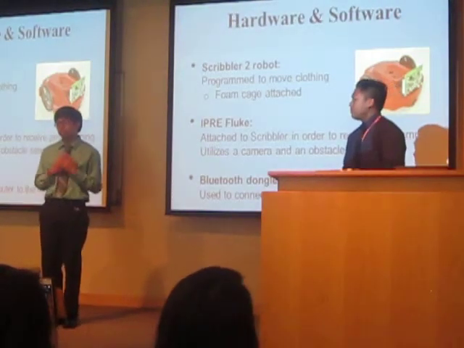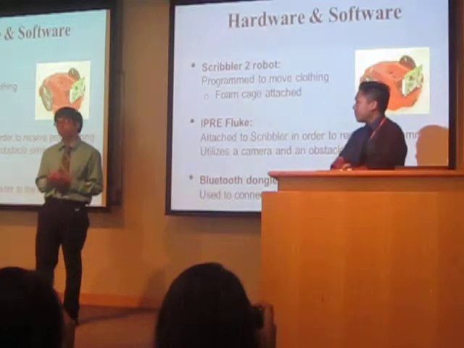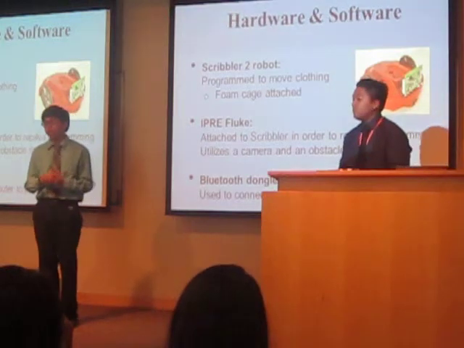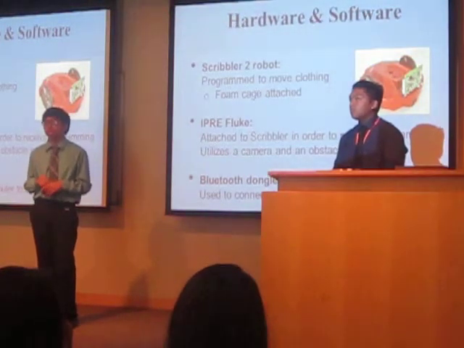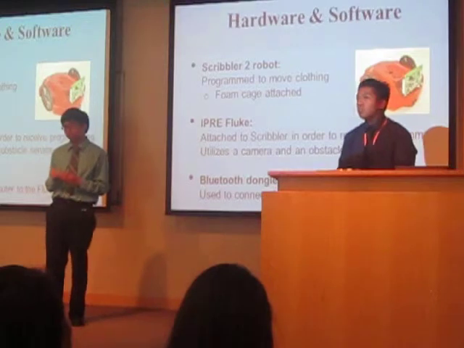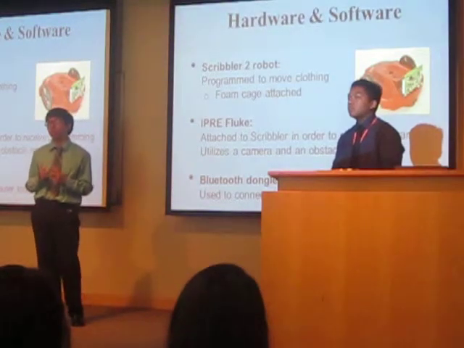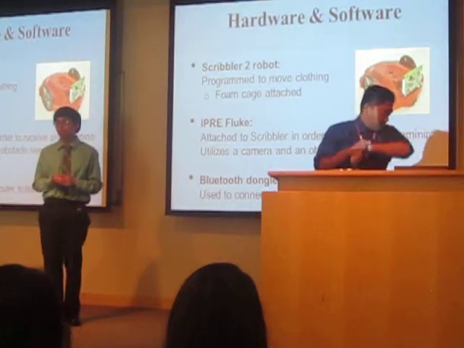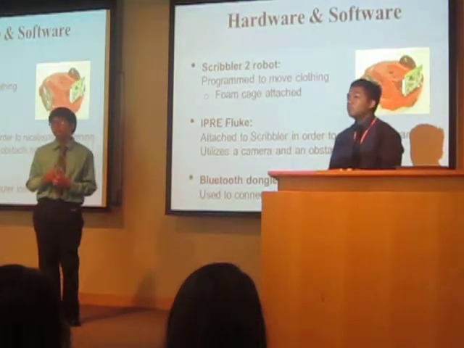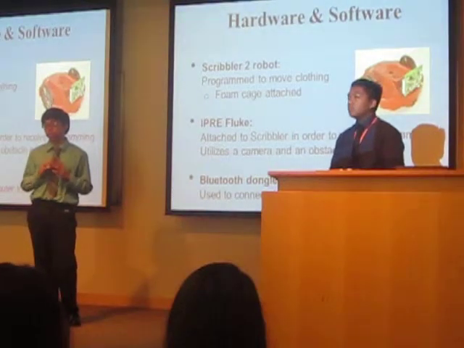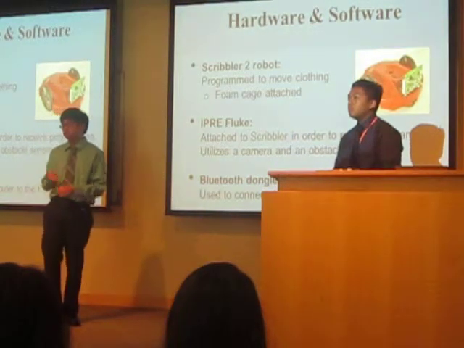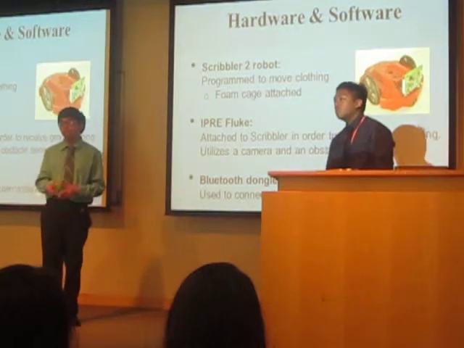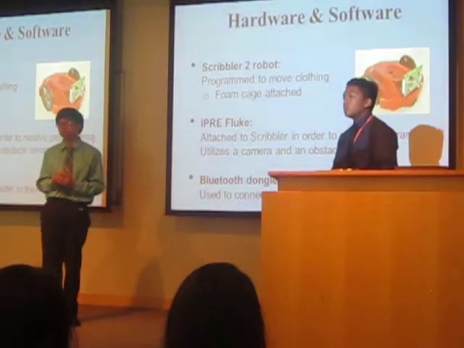In order to accomplish these goals, we required a number of hardware and software. The first thing we used was the Scribbler robot, which is shown in the picture here, and we attached a foam cage to it because it's not actually designed to pick up clothes. Connected to the Scribbler is a Fluke board, which has a bunch of sensors on it, such as a camera and optical sensor. The camera is used so we can detect the type of clothing that we need to find, and the optical sensor is used so the Scribbler doesn't crash into walls. It's connected to the computer through a Bluetooth dongle, so it wirelessly sends the program to the Scribbler so it can pick up clothes and do what it's designed to do.